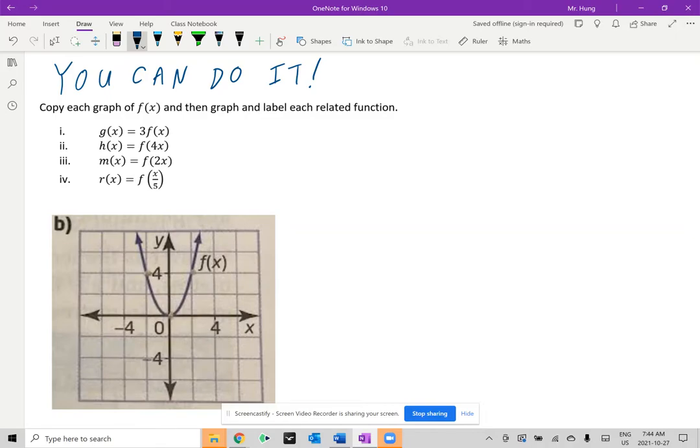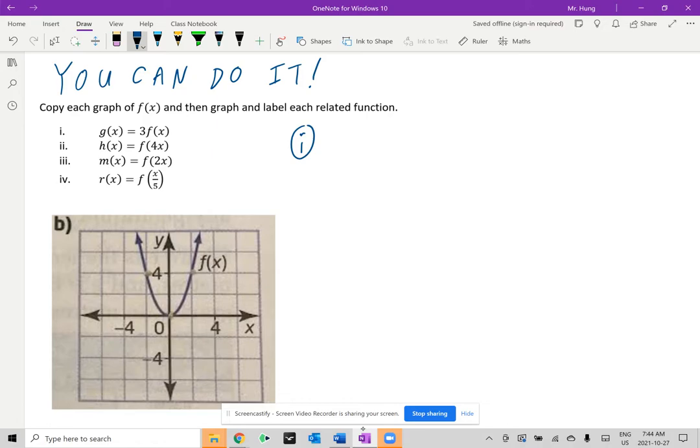Hi everyone. Let's take a look at the following example. Copy each graph of f of x and then graph and label each related function. So in part 1, you're graphing g of x, which equals 3 times f of x. Now I'm going to use 4 different colors for the 4 different parts.